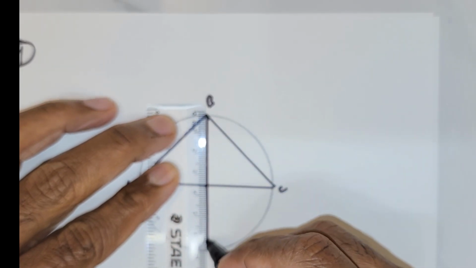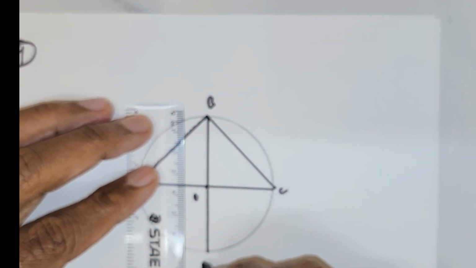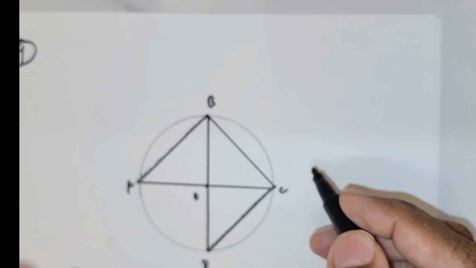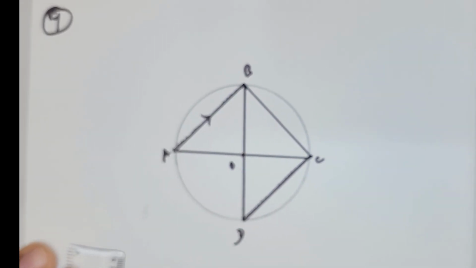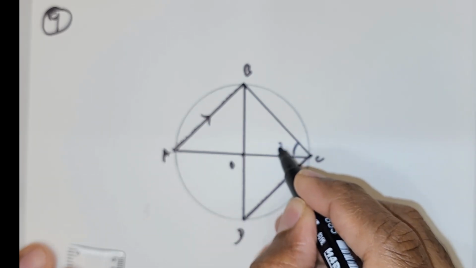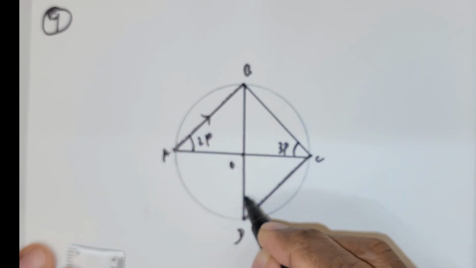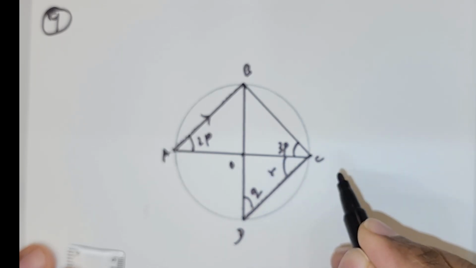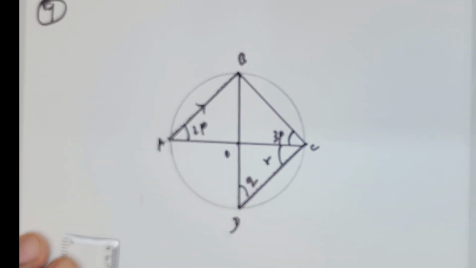and we have a line passing from B to D, and D is connected to C. Okay, so this is the geometry, and we have this to be as 3p, this to be as 2p, this to be as q, and this to be as r. The question is as follows.